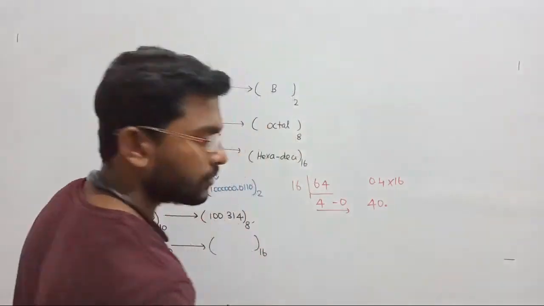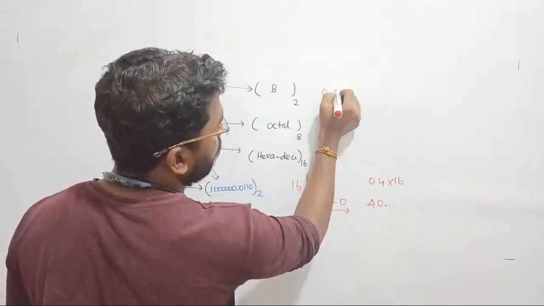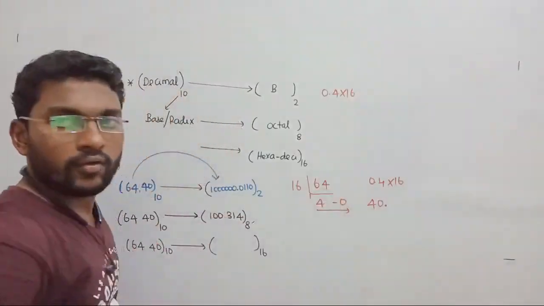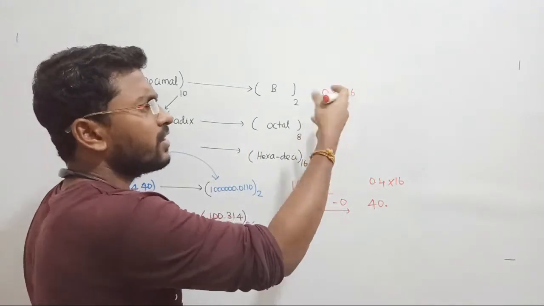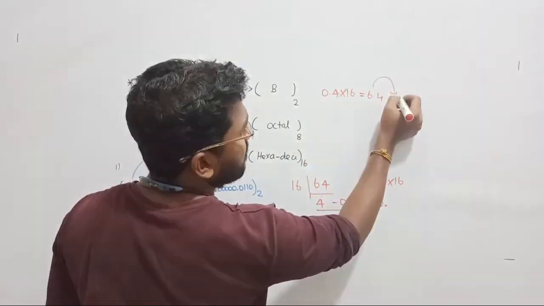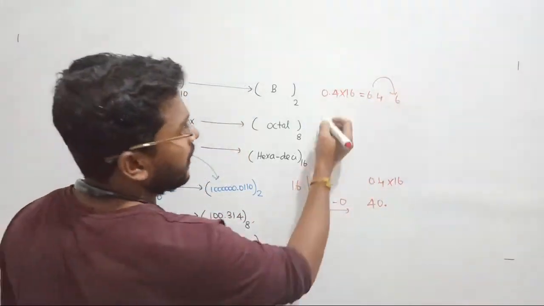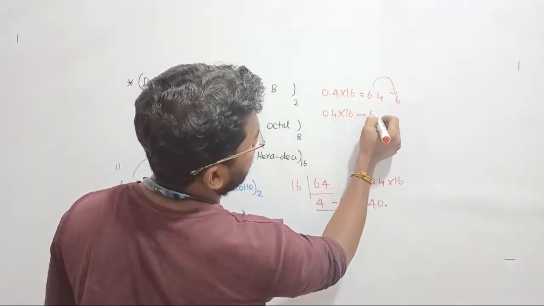Again put the dot. Consider the fraction value, that is 0.4 times 16. When I multiply 0.4 by 16, 4 times 16 will give you 6.4. It will be equal to 6.4. So segregate 6 outside. Again take 0.4. If I multiply it again, I am going to get 6.4.